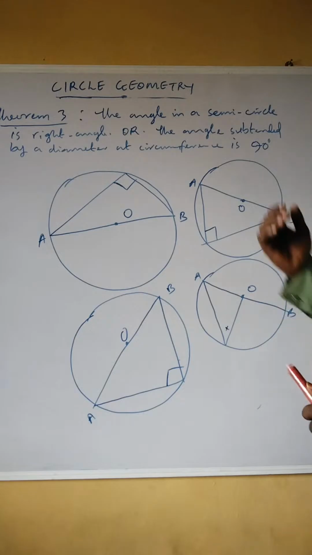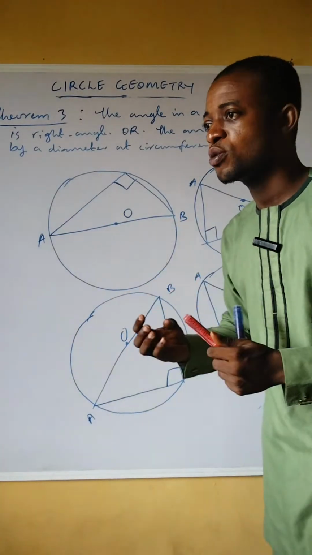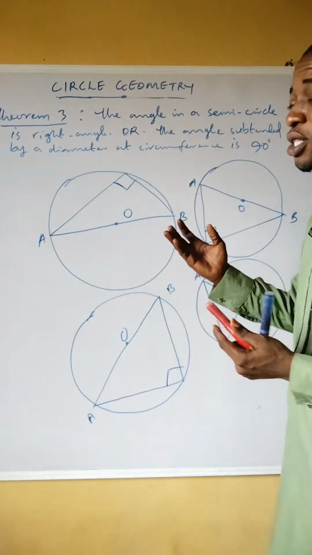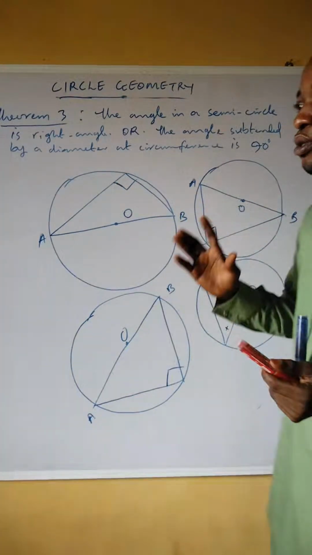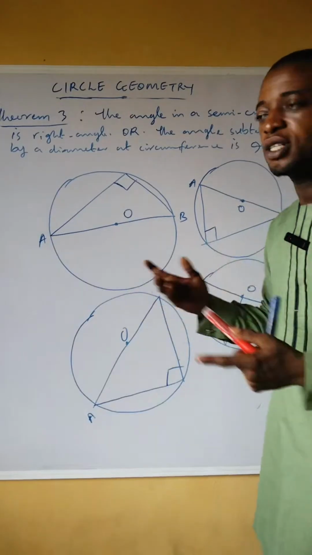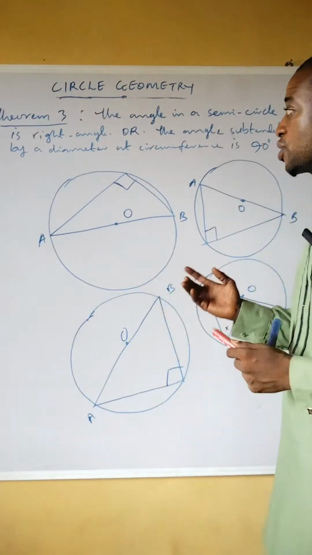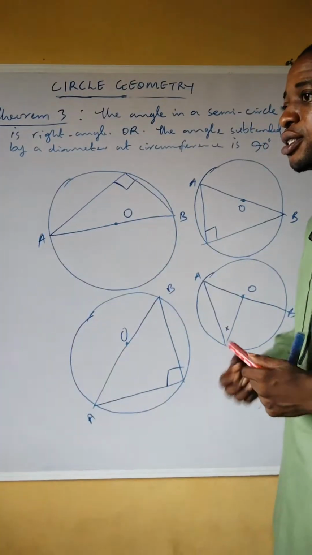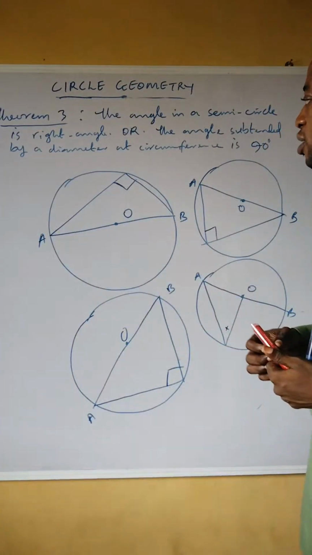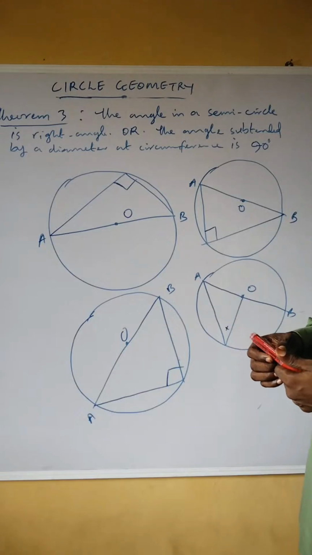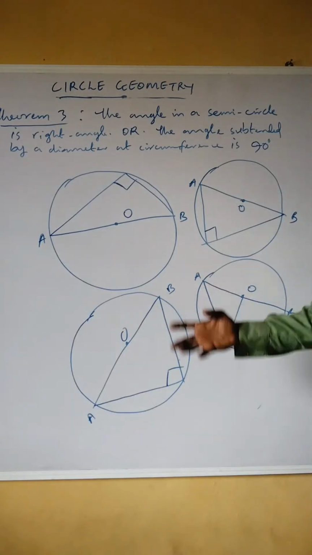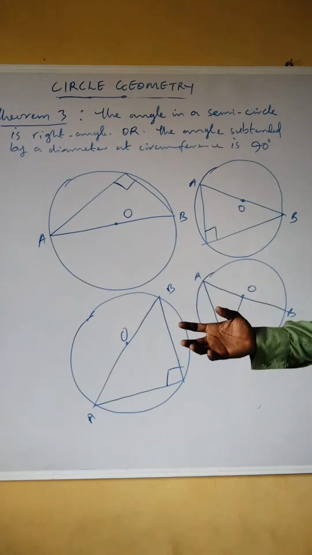Now, all this will make us able to solve riders in circle geometry. When a question is formed and it is combined together with different theorems, you'll be able to pick those theorems out there and apply them in solving questions. So we have this as theorem 3. Also, we have theorem 4.